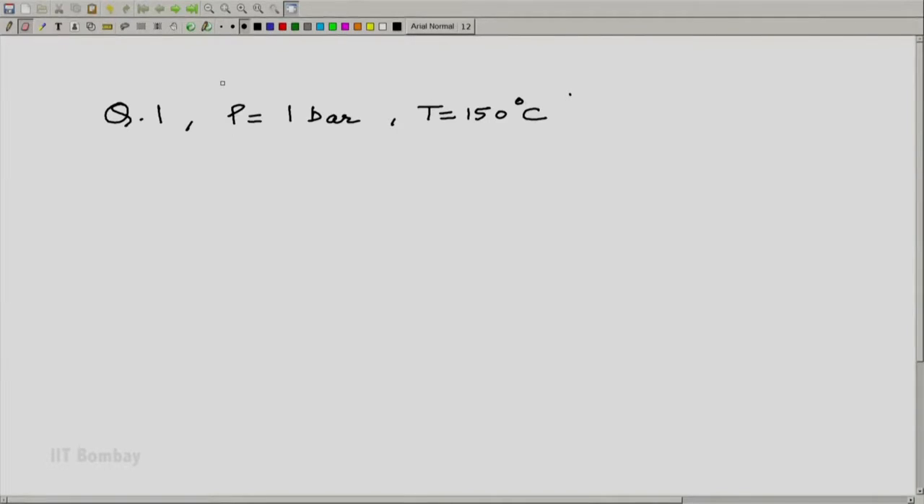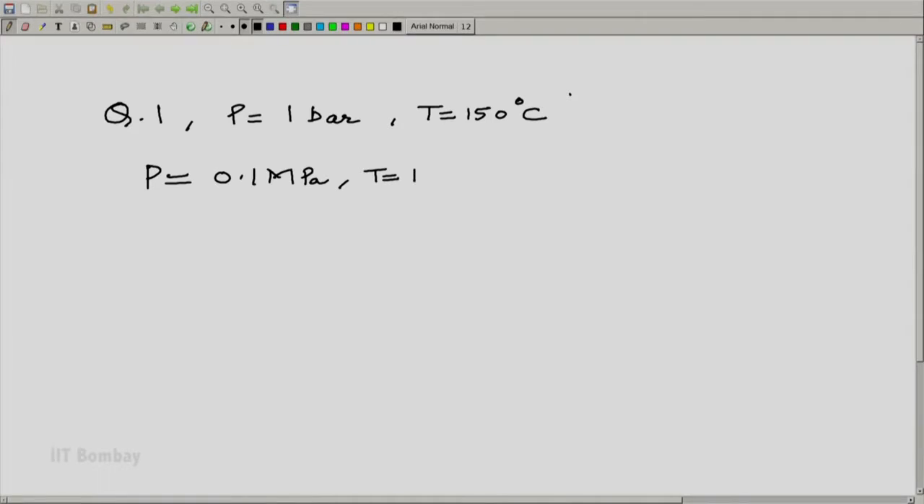So, question number 1 is P is equal to 1 bar and T is equal to 150 degree centigrade. In steam table what we have is MPa, pressure as MPa. So, P is equal to 1 bar, our problem becomes P is equal to 0.1 MPa and T is equal to 150 degree centigrade. Now, what we do, we first go to table 1.